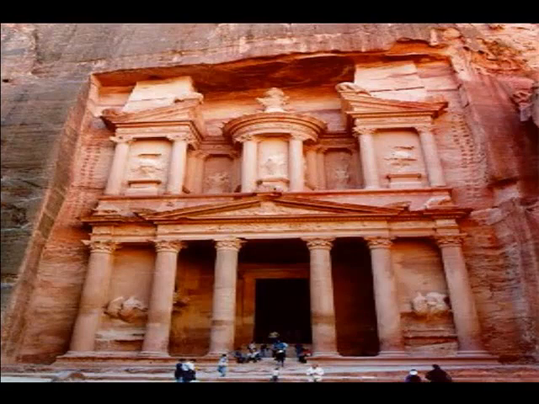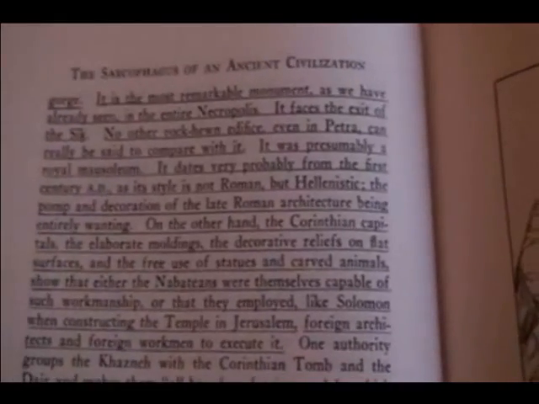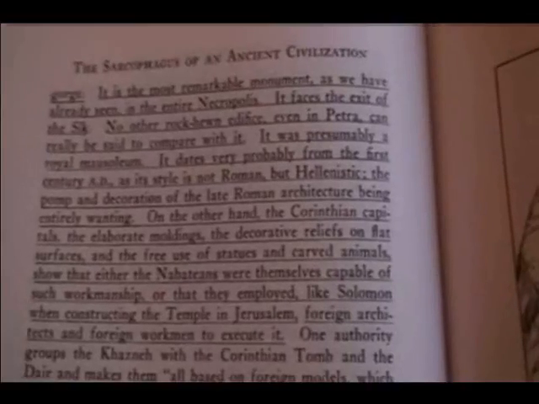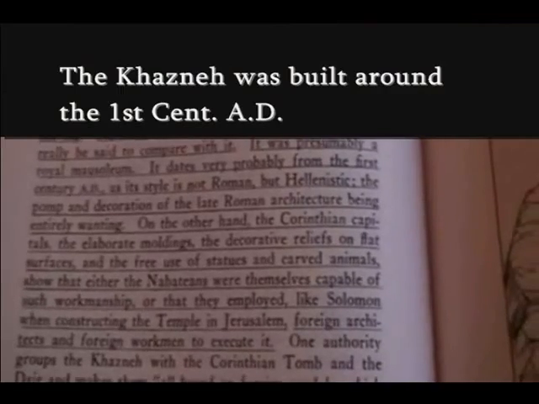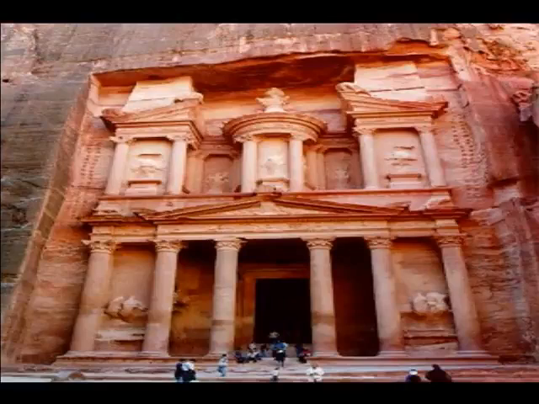Now, the Edomites were expelled from Petra in the 6th century BC. The Nabateans occupied Petra throughout the times when the Romans occupied the territory. All right, but this structure, it says it dates very probably from the 1st century AD, as its style is not Roman but Hellenistic. All right, we'll move on down.